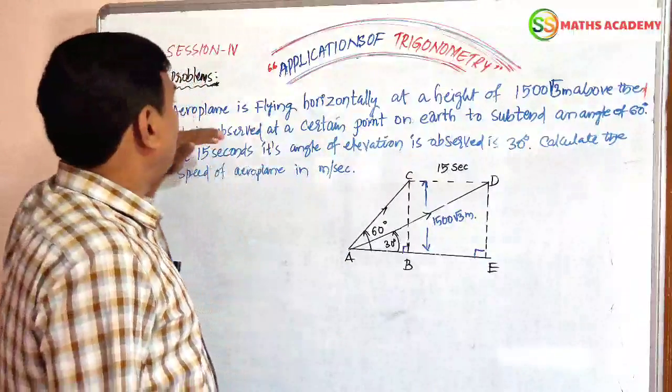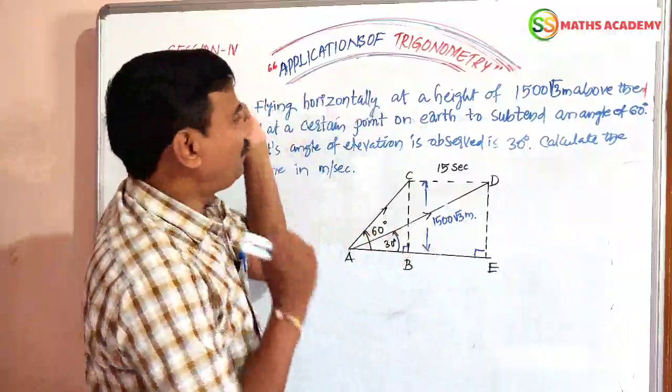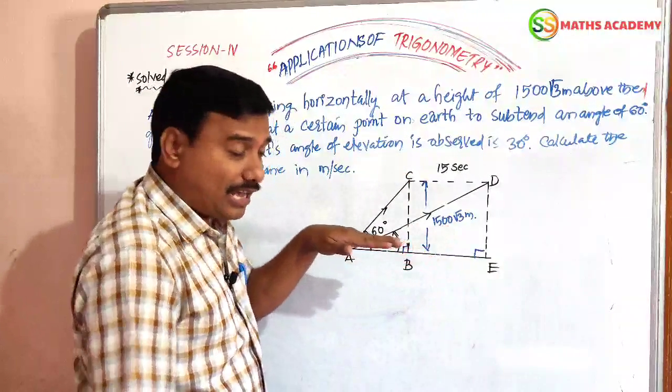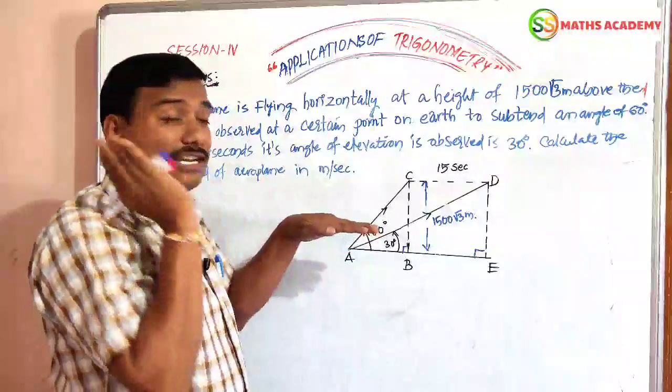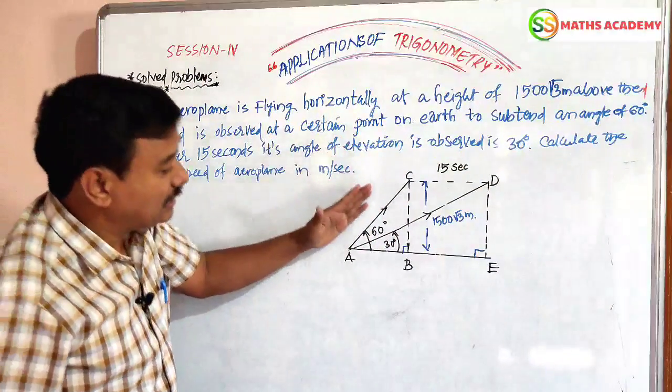The question is: the aeroplane is flying horizontally at a height of 1500 root 3 meters. That means the height of the aeroplane above the earth is 1500 root 3 meters. Now, above the ground, it is observed at an angle of 60 degrees.